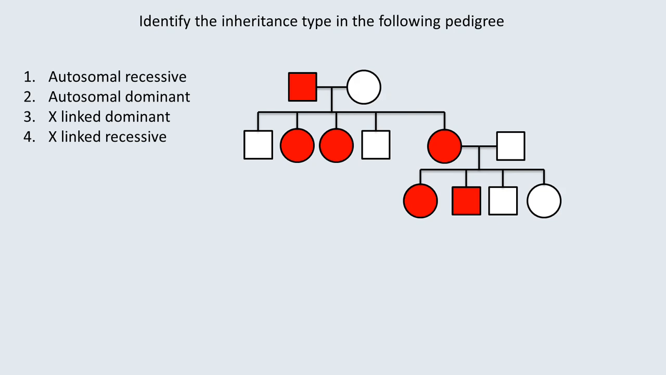Now, moving on, we will look into another type of inheritance. Identify the inheritance type in the following pedigree. The options are autosomal recessive, autosomal dominant, X-linked dominant, and X-linked recessive. So you can see that the first generation male is affected, but his partner is completely healthy.